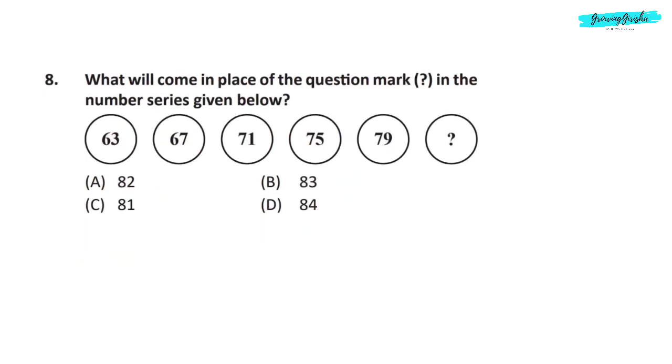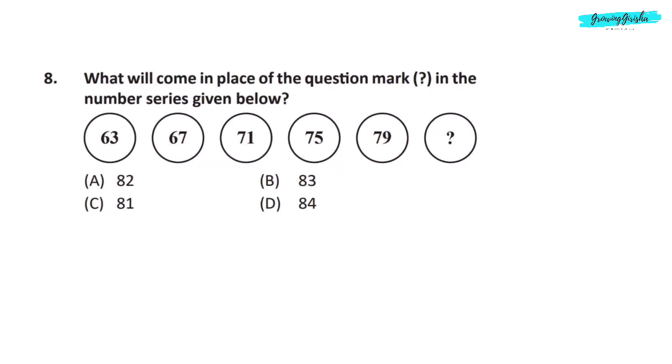Question 8. What will come in place of the question mark in the number series given below? If you see the number series carefully, we are adding 4 to each number. 63 plus 4 is equal to 67. 67 plus 4 is equal to 71. 71 plus 4 is equal to 75. 75 plus 4 is equal to 79. So 79 plus 4 will be 83. Option B.